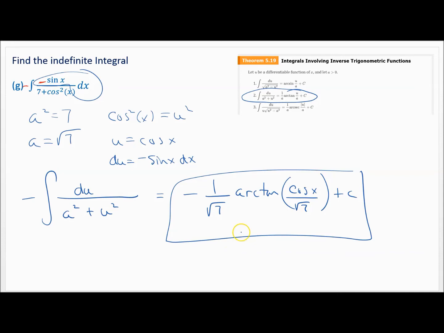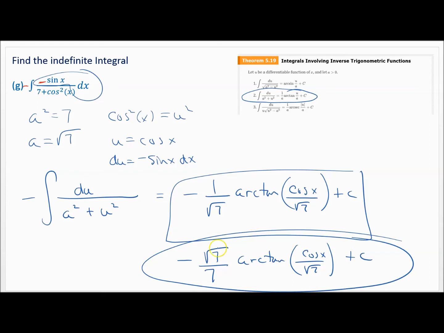I guess one extra thing that I should point out just in case. I'm certainly comfortable with this answer, but I have noticed that some answers that have a constant multiple in front with the square root in the denominator, they rationalize. So you may see this answer as negative the square root of 7 over 7. But now the argument over here, cosine of x over the square root of 7, they left that as is. Okay? So I'm perfectly comfortable with either one. But if you're doing online homework, you may want to go ahead and rationalize that constant right there.